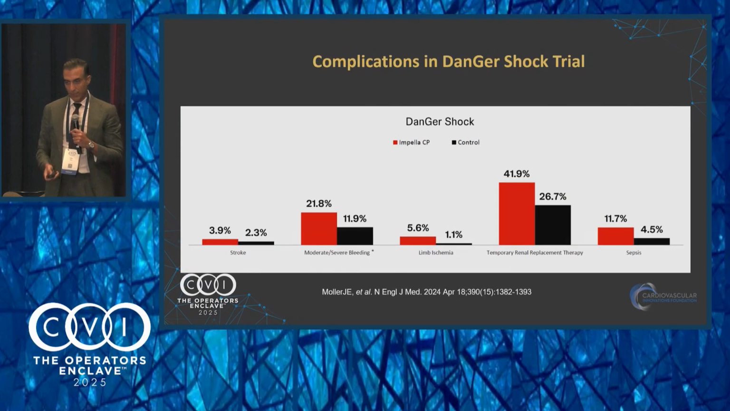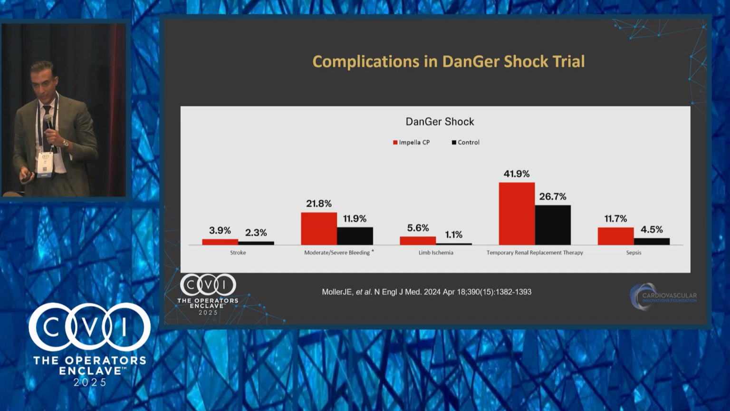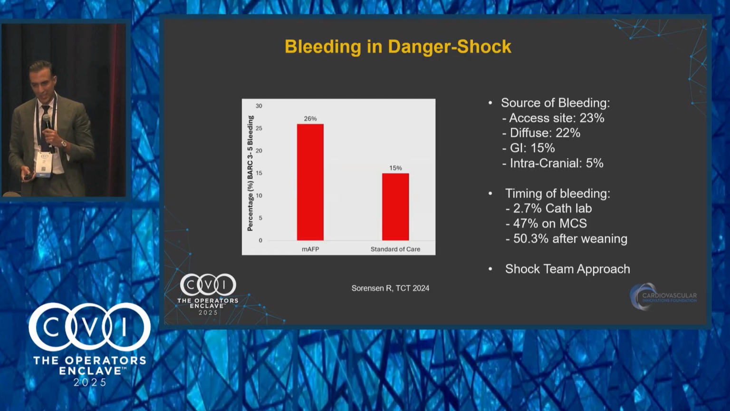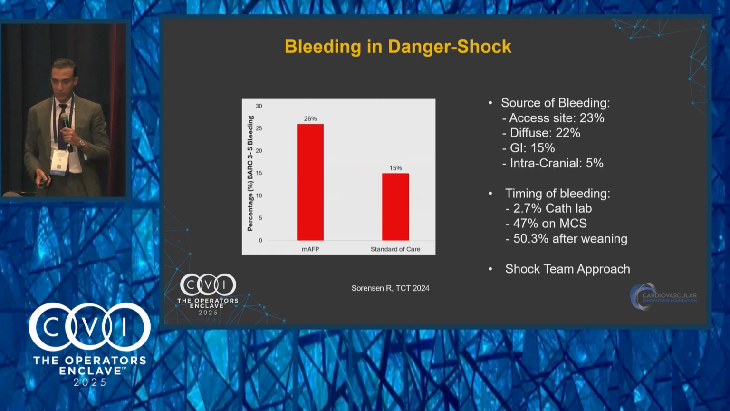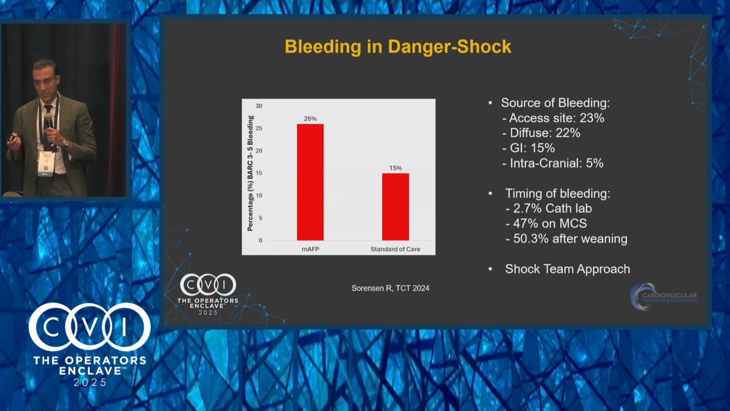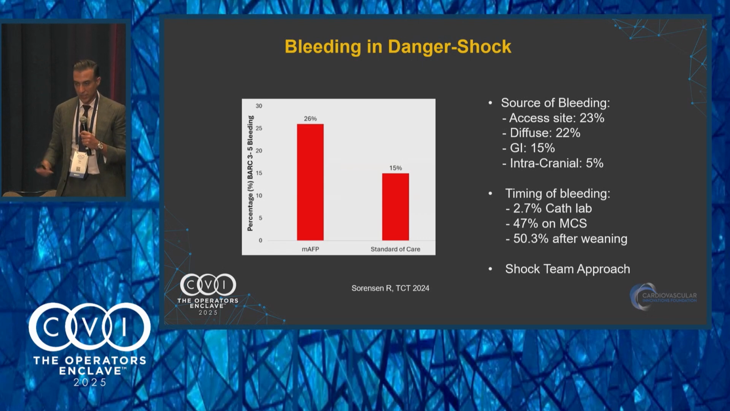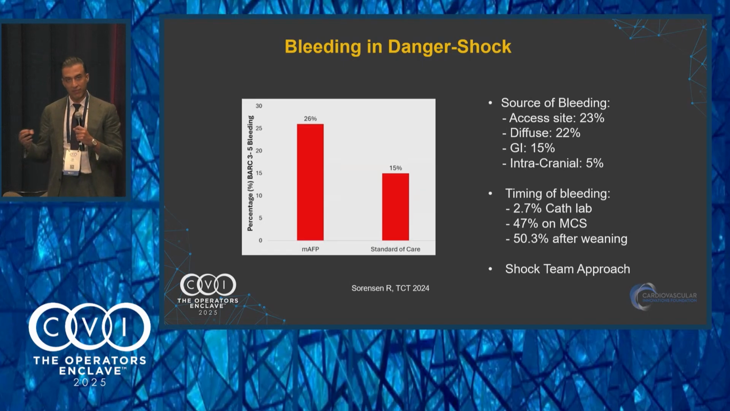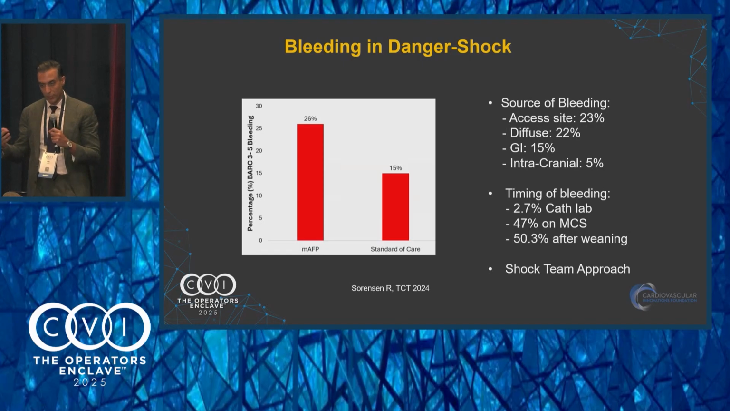Obviously, when you study patients in ACS shock and you're putting in mechanical support, there are tons of complications. I'm going to touch on bleeding and renal failure. Bleeding was 26% in the Impella group. Important to note the source of bleed: 23% were access site. This is something we can work on as interventionalists by adopting best practices. Time of bleeding is also important. Only 2.7% happened in the cath lab. More than 50% of the bleeds happen after these devices are weaned off. So it really does require the shock approach in every stage of care, from the cath lab to the ICU.